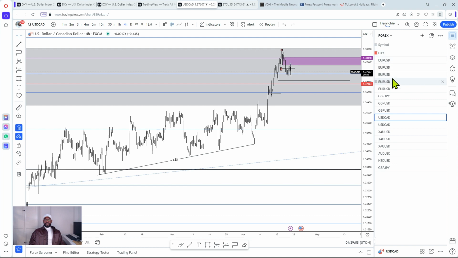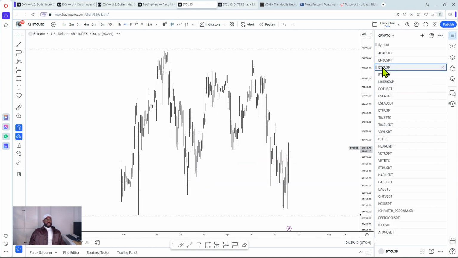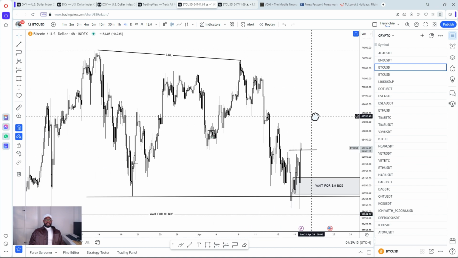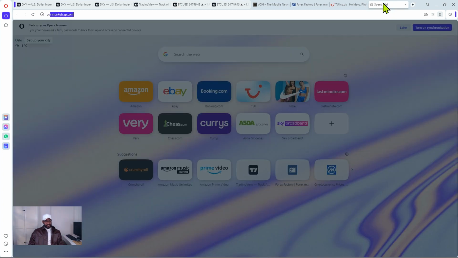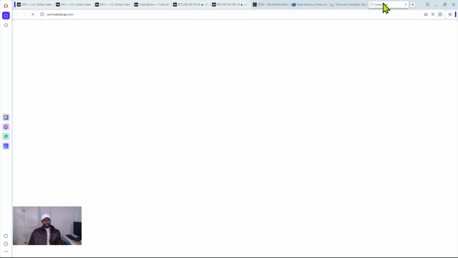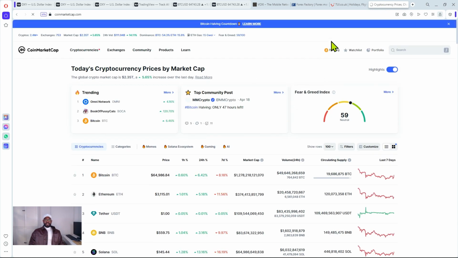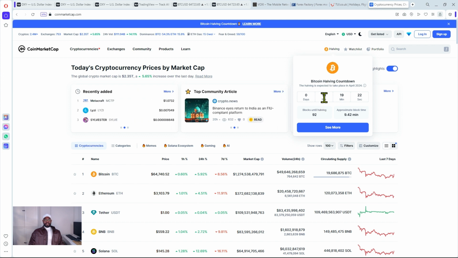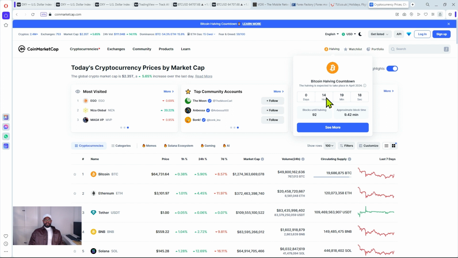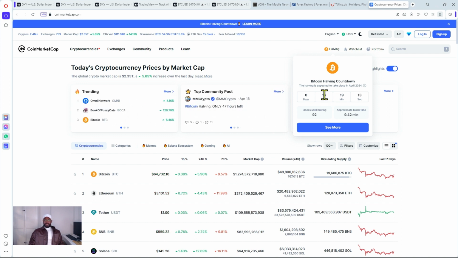I'll look at Bitcoin really briefly, so my time is up. So for Bitcoin, don't forget that in the next one day, we're going to have the Bitcoin halving. So as you can see, Bitcoin halving in 1 day. So it's not even up to 1 day anymore. In 14 hours, we're going to have the Bitcoin halving. So get ready to see the unimaginable in crypto.